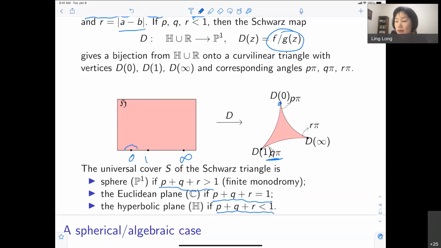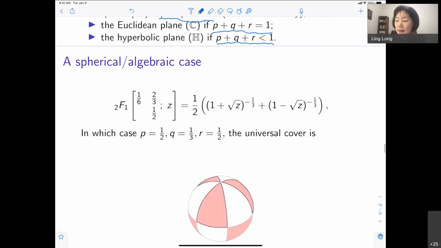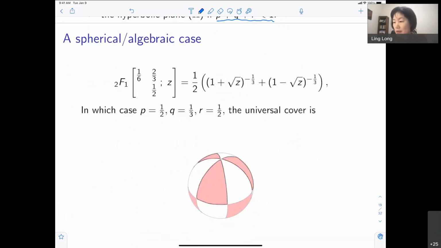So let me get to a special case over here. It's one example in which the monodromy group is a finite monodromy group. When it's a finite monodromy group, a feature of that is you can write down the corresponding hypergeometric function as an algebraic function. In this particular case, we can compute P, Q, R using the formula in the previous page. For instance, P is 1 minus C, so it's 1/2. Q is C minus A minus B, which is 1/3. And then R will be the difference of these two.